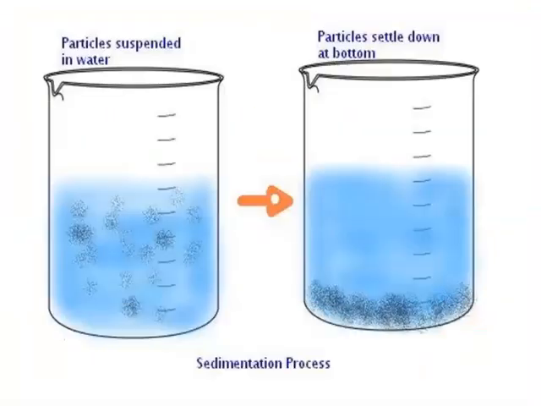The picture shows particles suspended in water, which can be a suspension, which, left undisturbed for a while, settle down at the bottom of the beaker in the process of sedimentation. Because being denser and heavier, the particles settle down at the bottom of the container.